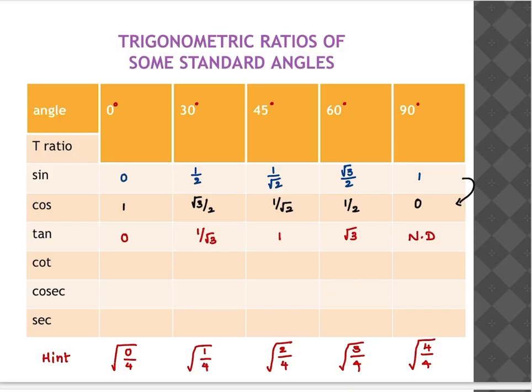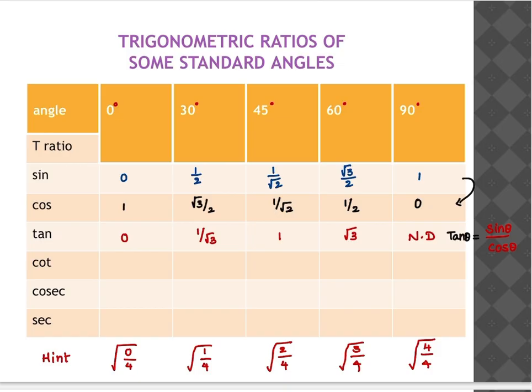So here you have to remember only one formula to find the tan value: tan theta is equal to sin theta upon cos theta. This is the hint point I am giving to you, so you have to remember it.